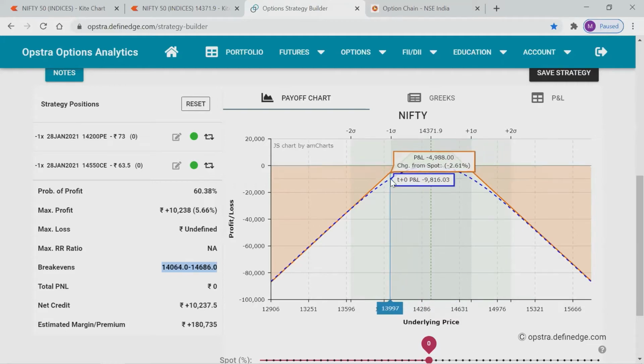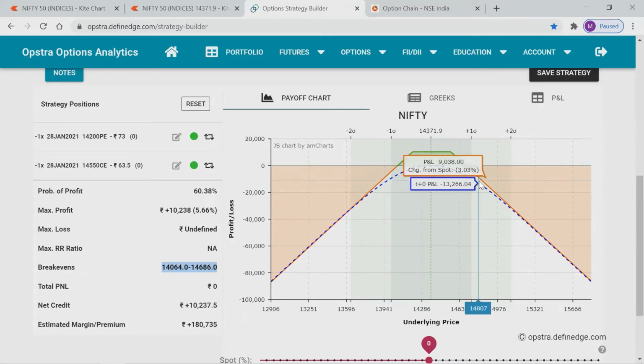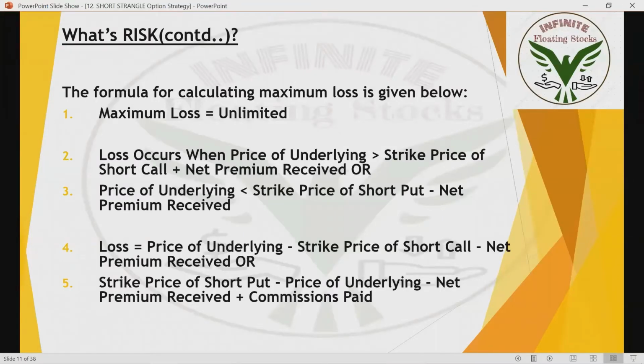If it stays at 13,997, your loss will be minus 4,988. Or if market moves to 14,733, then your loss will be 3,488. Okay. So payoff diagram gives you everything related to this strategy. So ignore those formulas. Do not write them. So just try to understand payoff chart.